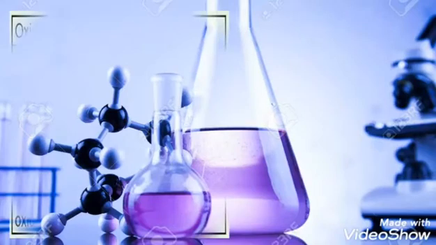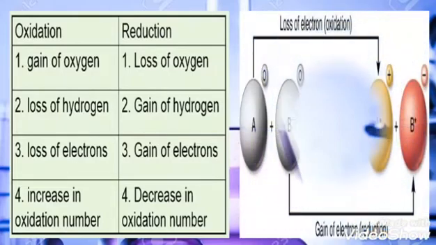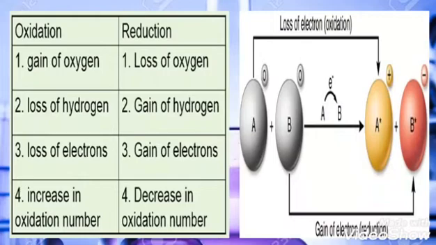Let us have a summary for that part. Remember, oxidation reaction is the gain of oxygen, loss of hydrogen, loss of electrons, or an increase in oxidation number, while reduction is the loss of oxygen, gain of hydrogen, gain of electrons, or a decrease in oxidation number.